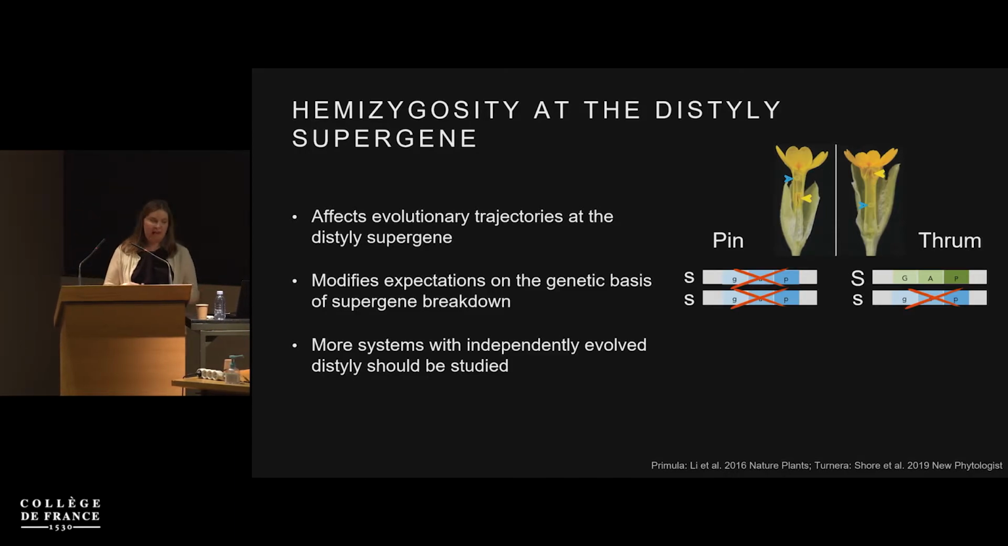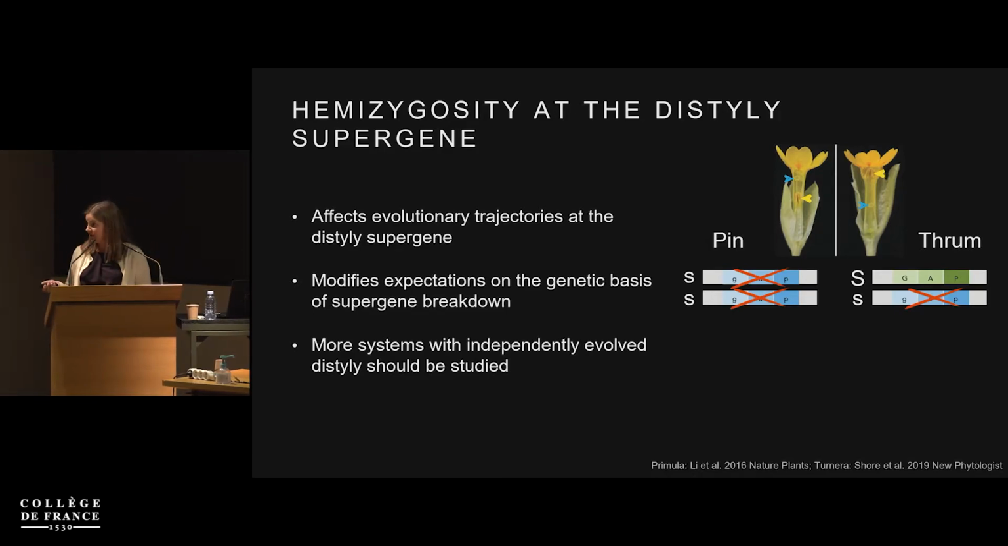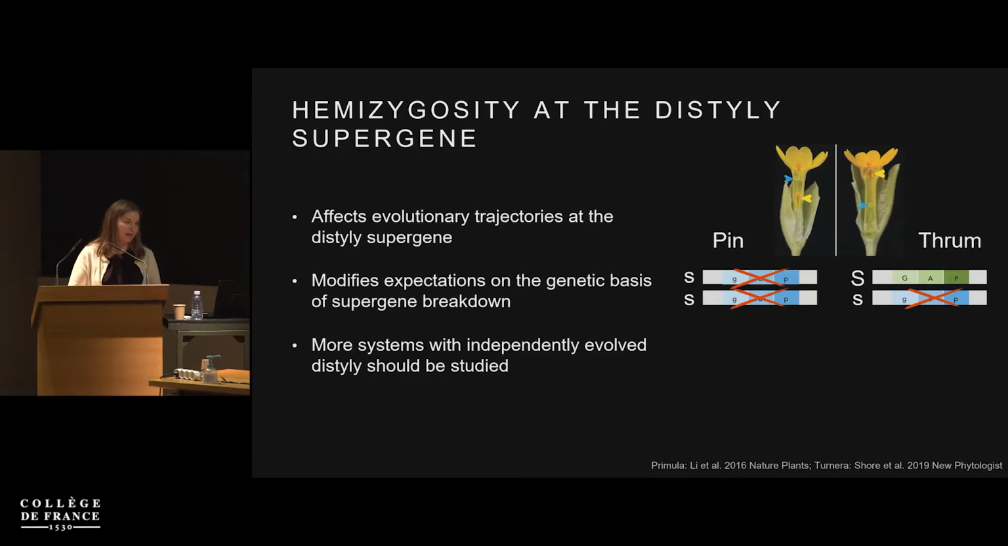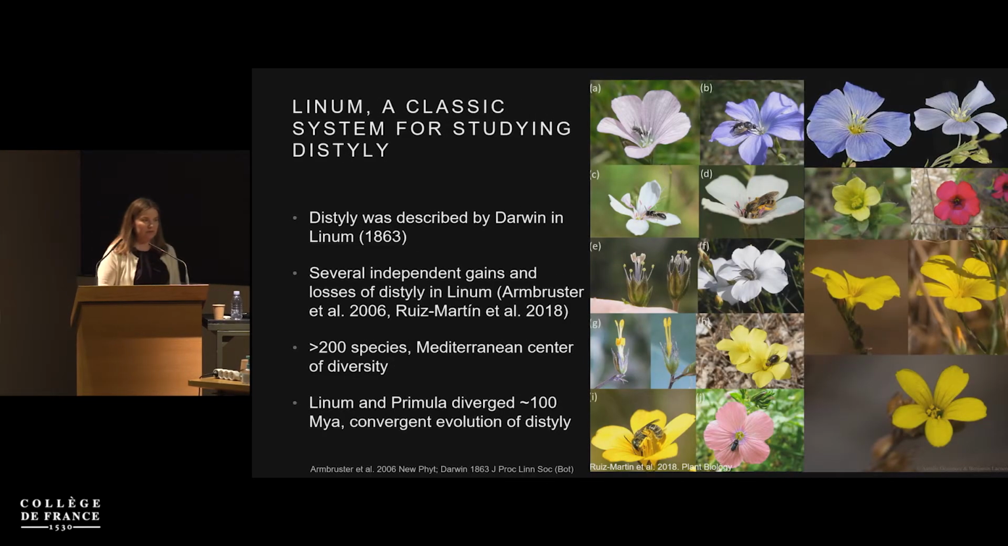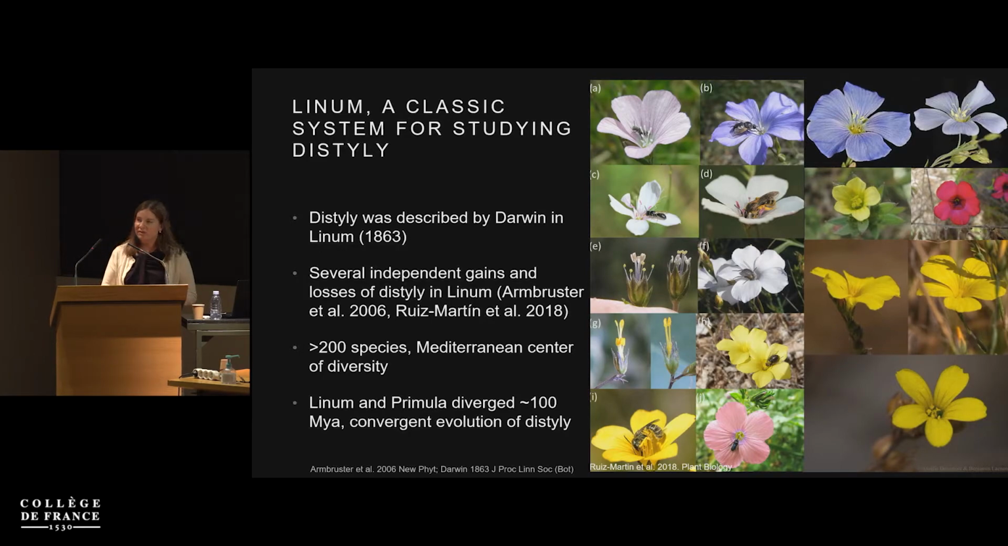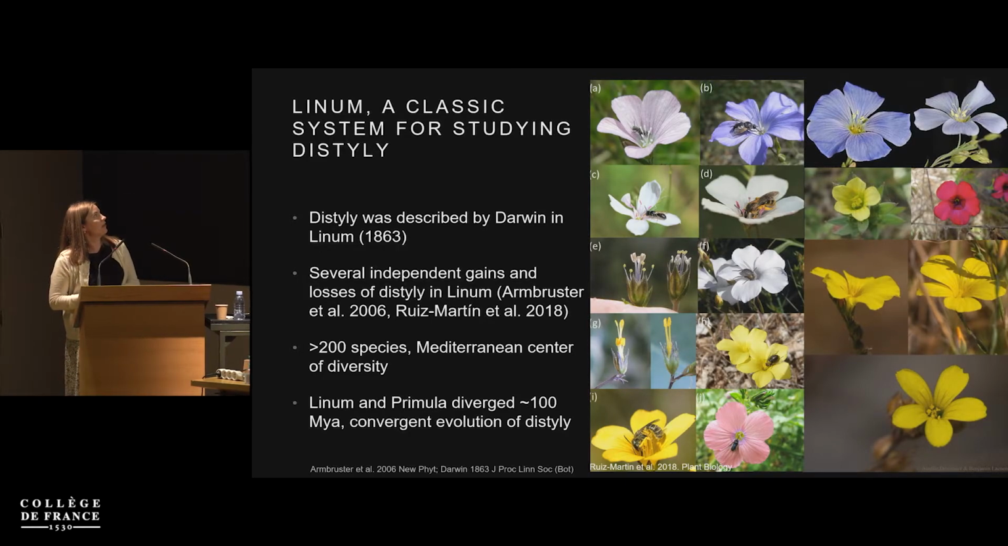It would be important to understand if that's the case, because hemizygosity at the Distyly supergene will affect the evolutionary trajectories of the two haplotypes, and it will also modify expectations on the genetic basis of breakdown of supergenes, which has happened frequently in the case of Distyly. But to determine whether this is actually a common occurrence or a general finding, we need to study the genetic architecture of Distyly supergenes in more different systems with independently evolved Distyly. And so I have chosen to do that in Linum, or wild flaxseed species, which is actually a classic system for studying Distyly. Darwin described Distyly in Linum in 1863.